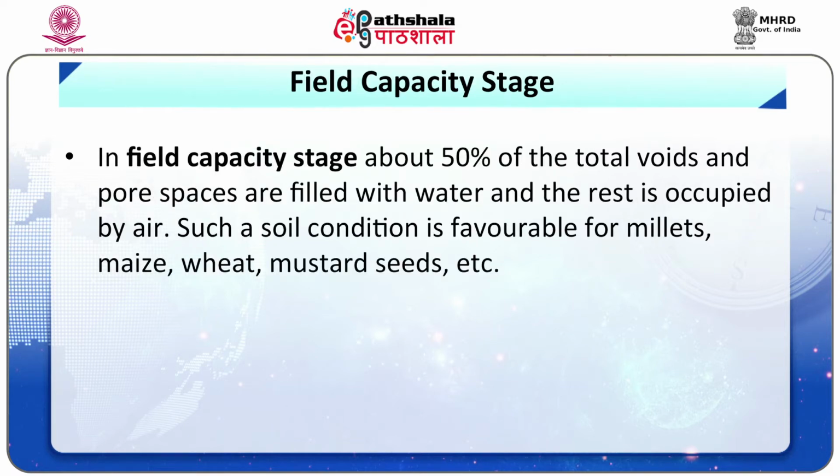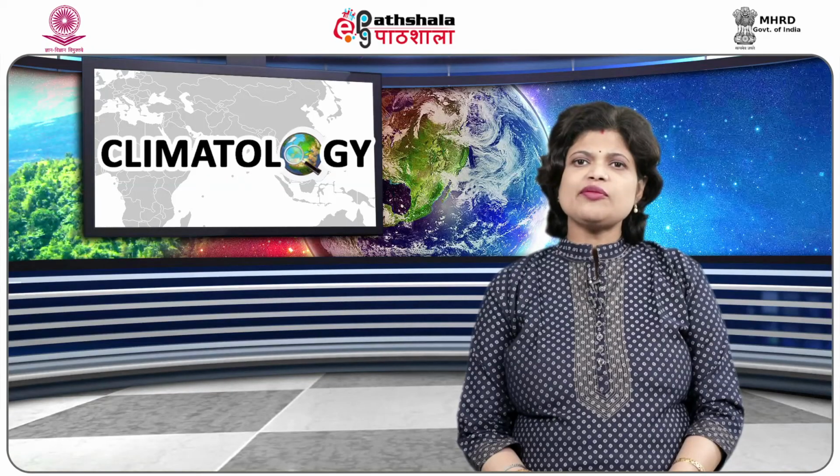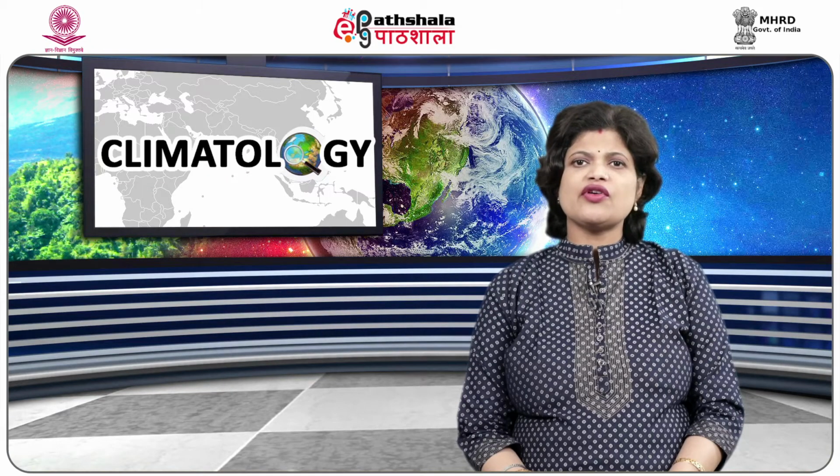In the field capacity stage, about 50% of the total voids and pore spaces are filled with water and the rest is occupied by air. Such a soil condition is favorable for millets, maize, wheat, mustard seeds, etc. Lastly, the wilting stage, as the name suggests, refers to the stage when soil water is lost through continuous evaporation and the crop wilts. So, such type of soil is non-conducive for any crops.